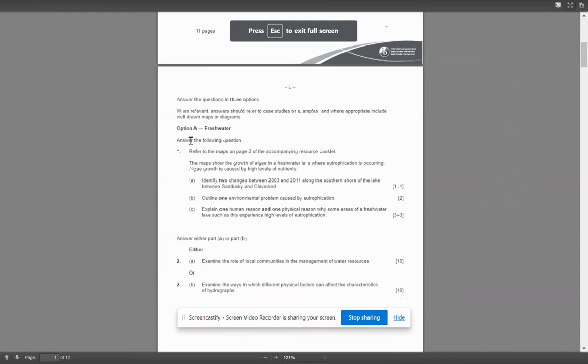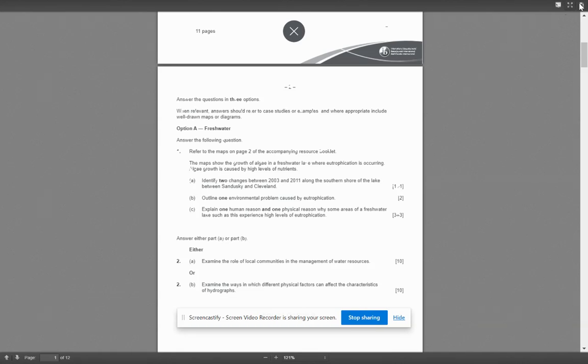So this is a question for the freshwater optional theme A, structured questions. Answer the following question. You must answer all of these structured questions if you choose freshwater, which you should be choosing because you've studied it as an optional theme. Refer to the maps on page 2 of the accompanying resource booklet. It tells us that the maps show the growth of algae in a lake where eutrophication is occurring. Algae growth is caused by a high level of nutrients. And A, identify two changes between 2003 and 2011 along the southern shore of the lake between Sandusky and Cleveland.